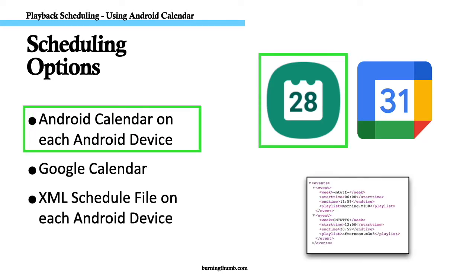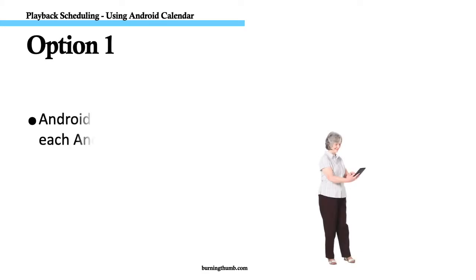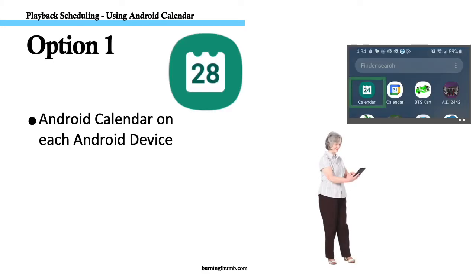This option is easy to implement and doesn't require internet access. However, the schedule has to be updated on each Android device, so if you have only a few devices, using the Android calendar is a good option for you. If you need help deciding on a scheduling option, refer to the Choosing a Scheduling Option tutorial in this series. You'll find the link below.